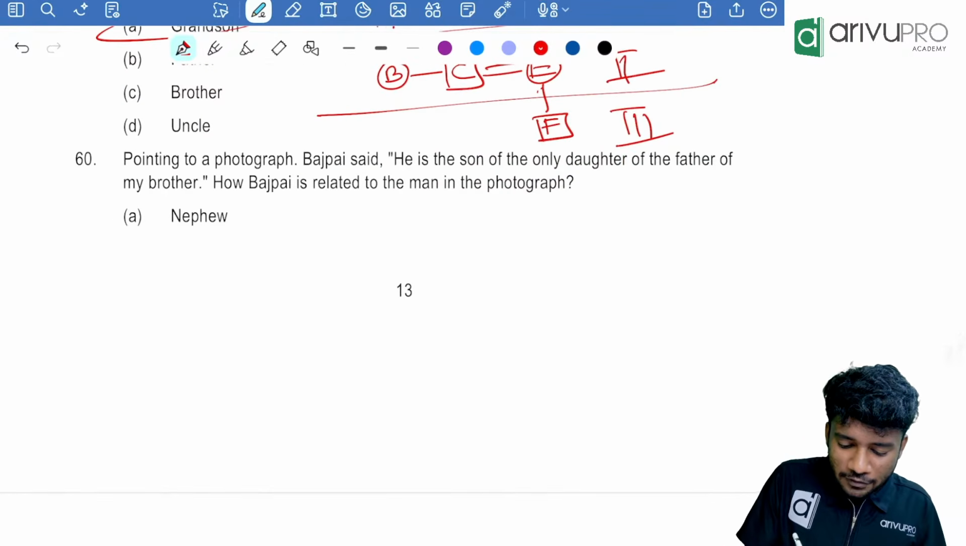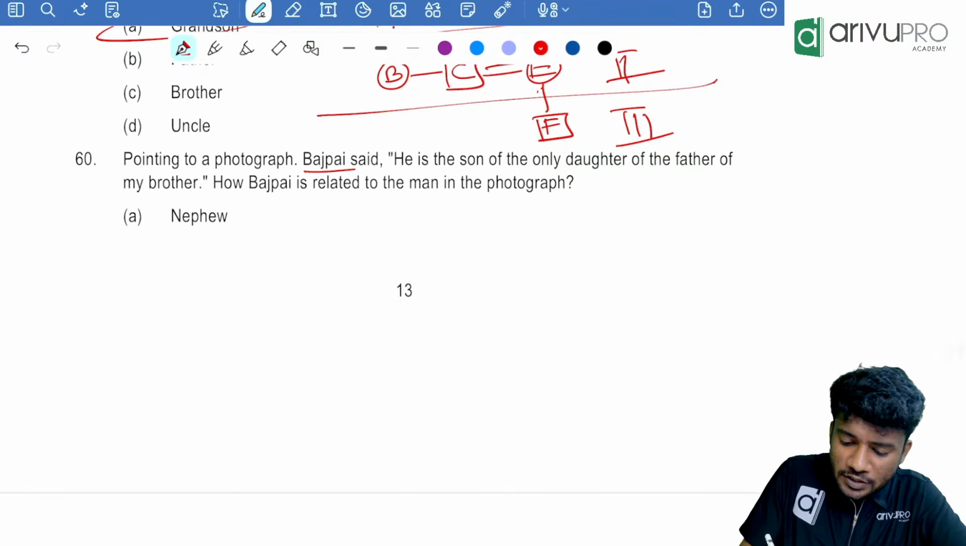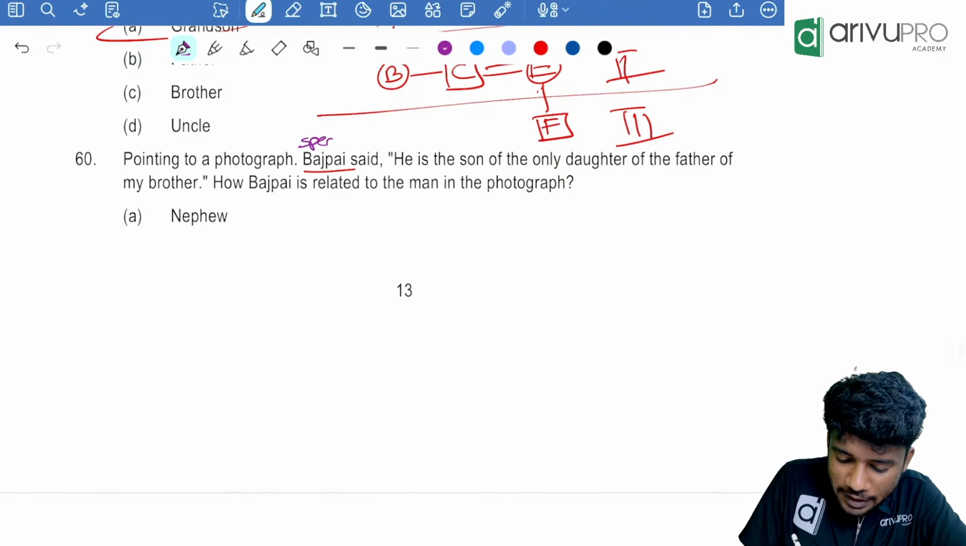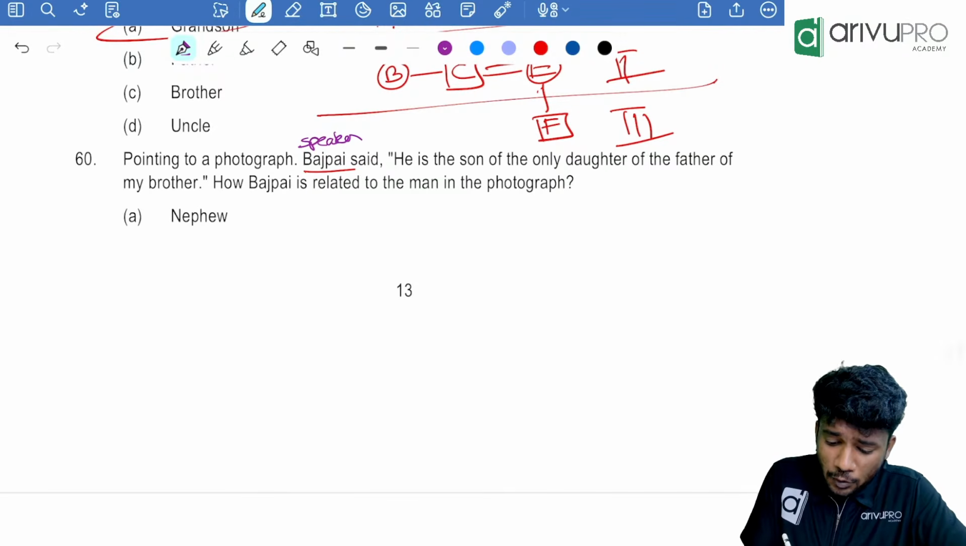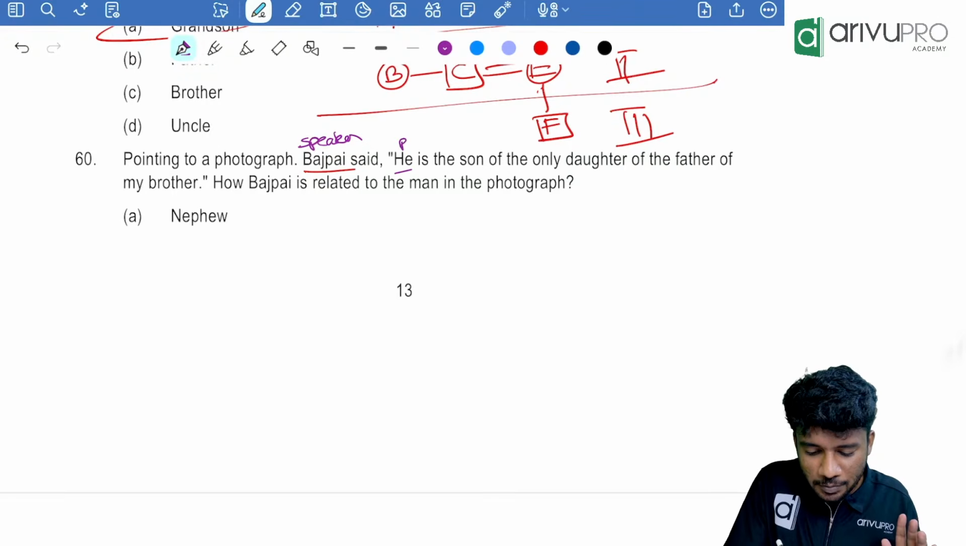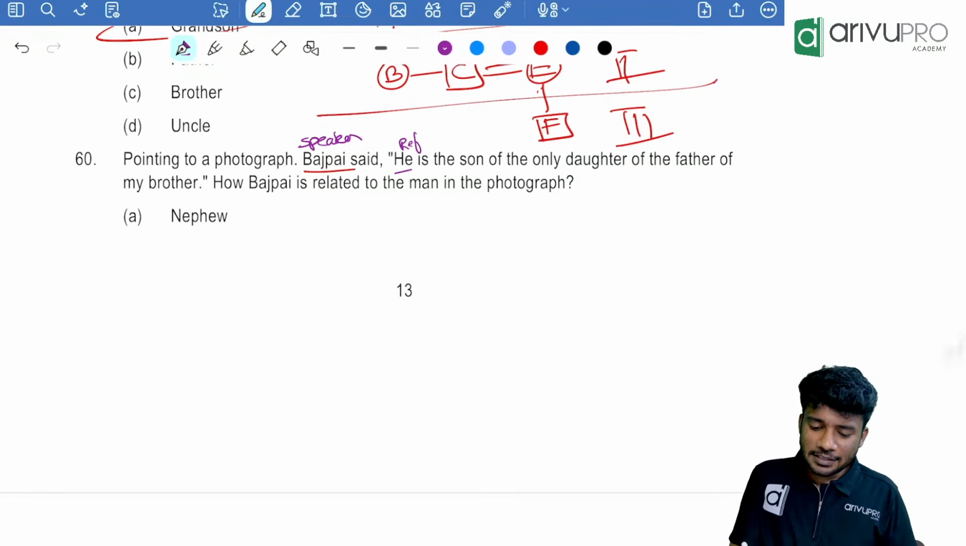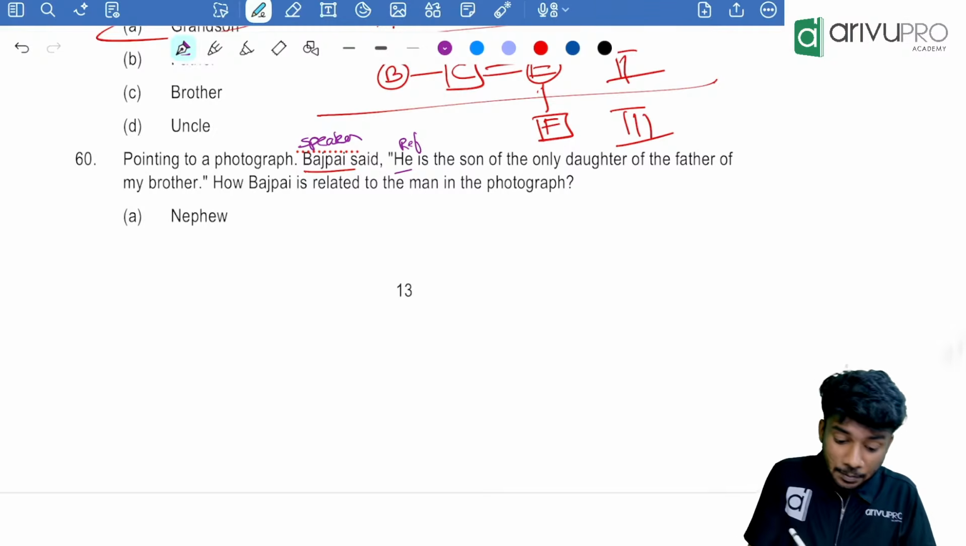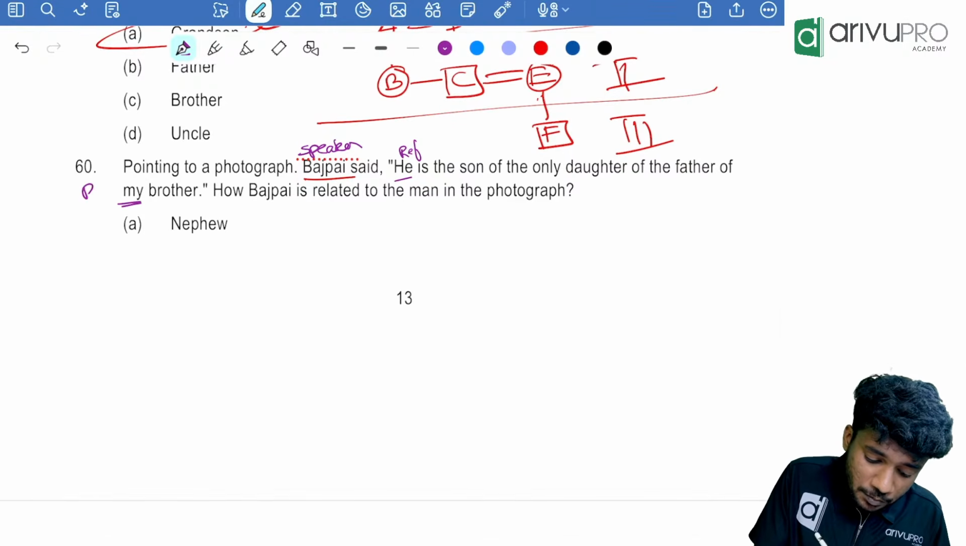The final question from logical reasoning is over here. Pointing to a photograph, Bajpai said, "He is the son of the only daughter of the father of my brother." So who is the speaker, people? Bajpai is the speaker. Okay. Now the reference person we don't know. They have just said that he is the reference person. Keep it in your mind. My brother means whose brother?